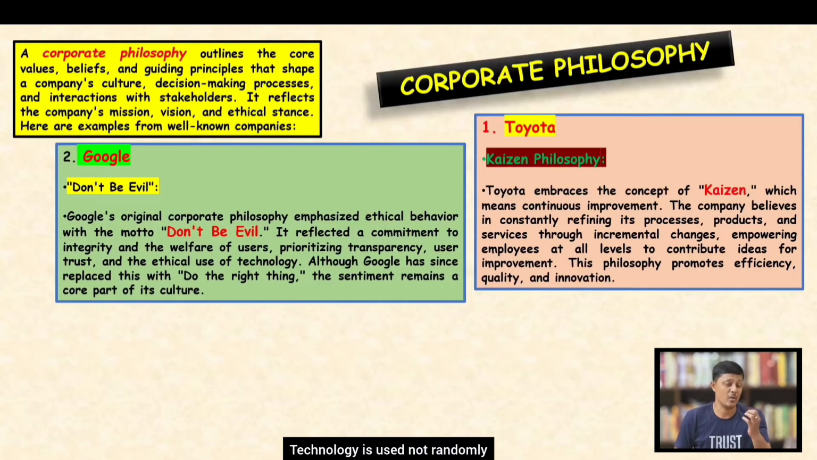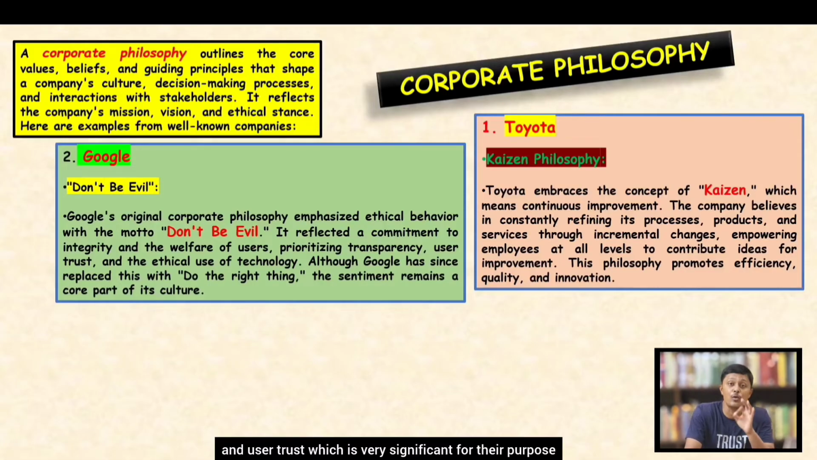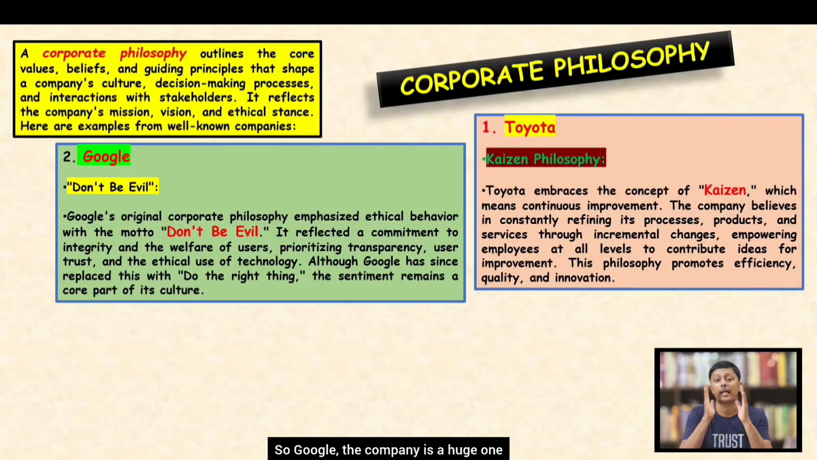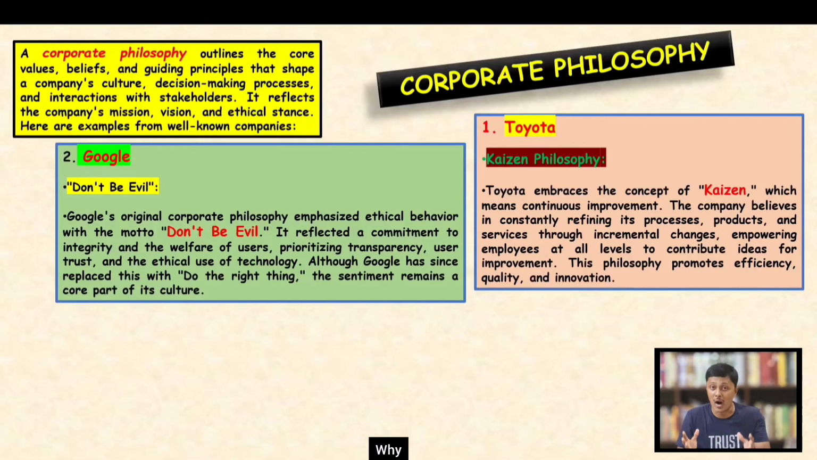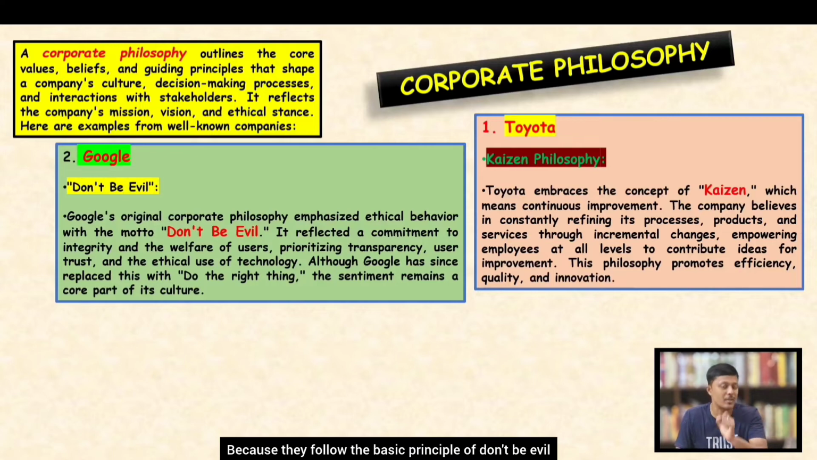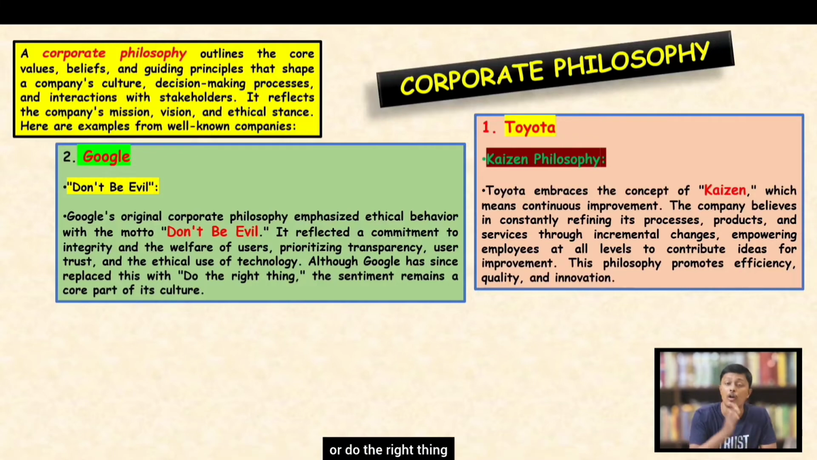Technology is used not randomly, but based on this philosophy, they are using technology to improve themselves, to give better knowledge to the readers, to the users, because it prioritizes transparency and user trust, which is very significant for their purpose. So, Google, the company, is a huge one. Why? Because they follow the basic principle of don't be evil or do the right thing.